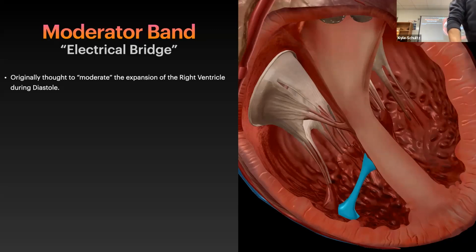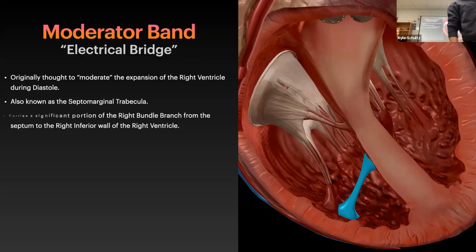But more importantly, what it's actually used for, and we'll get to it here in a second, it's also known as the septomarginal trabecula. All those little nooks and crannies inside the ventricles that stop the ventricular surface from being smooth, those are called trabeculae. So this is called the septomarginal trabecula. Everybody follow me so far?